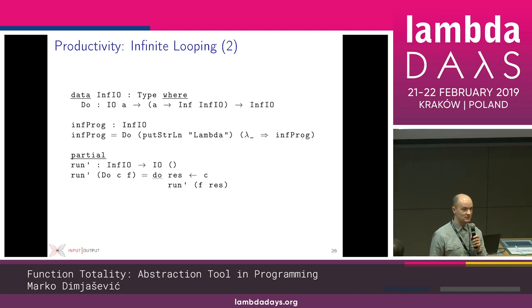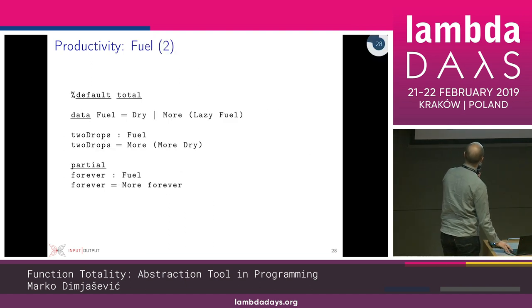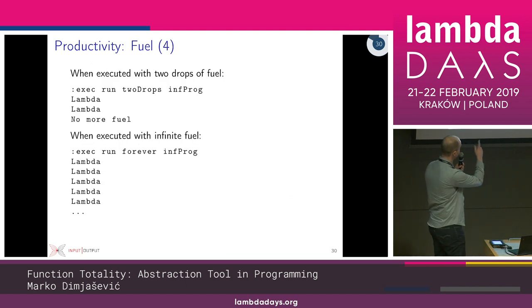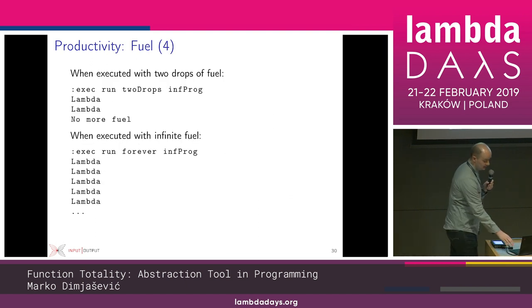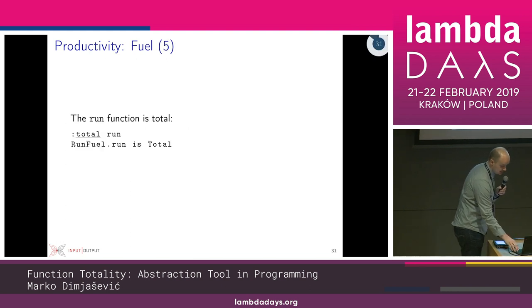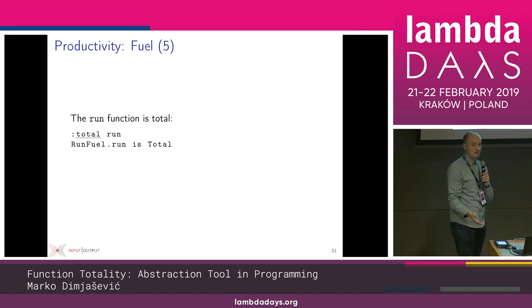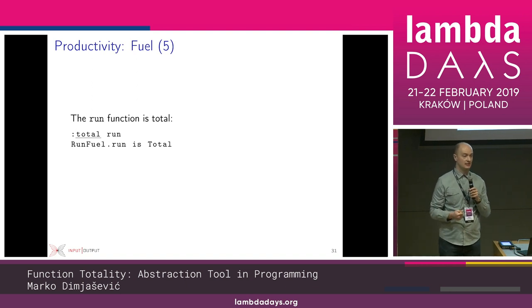Well, I would argue there is value, because you push the infinite part out of your run function. Here we call it with a forever fuel, but I would say that this is better than the first version, because Idris can now guarantee that this function is total, and this is a critical part of our program, and we want to make sure it's defined on all inputs and it will actually be productive. It will not, for example, run into a deadlock.